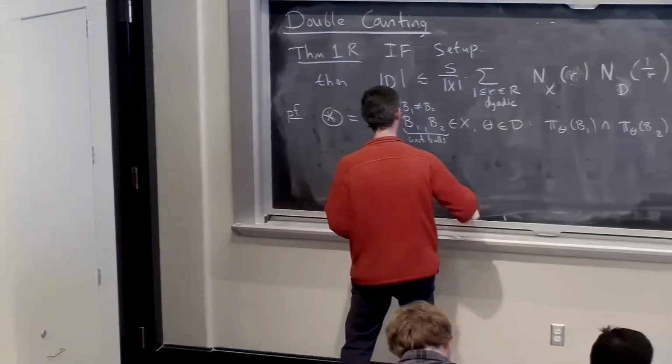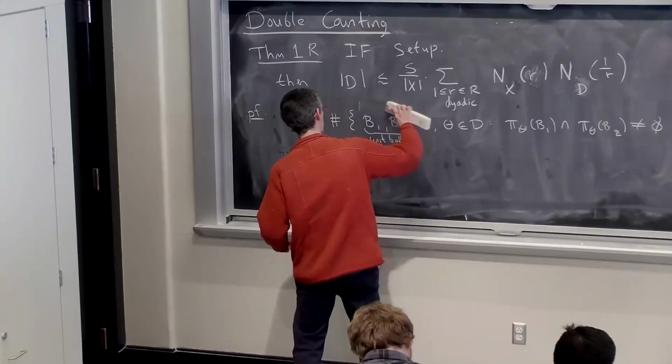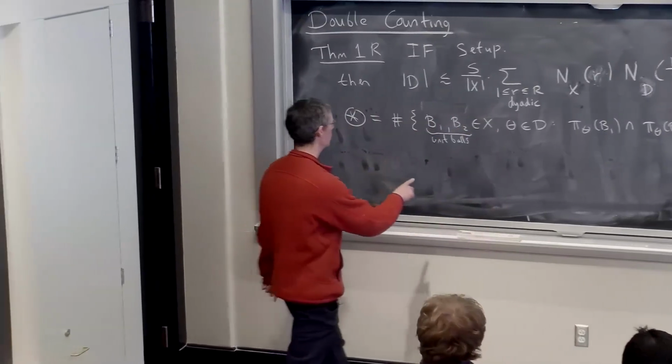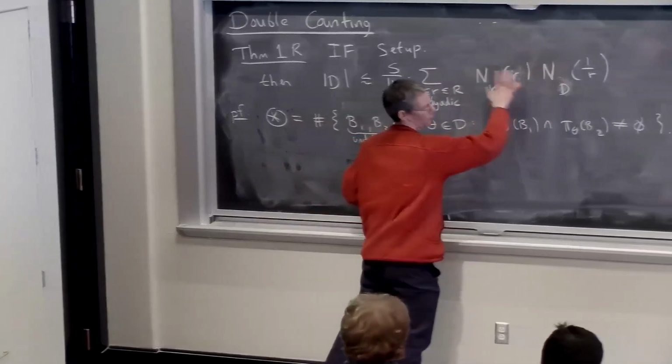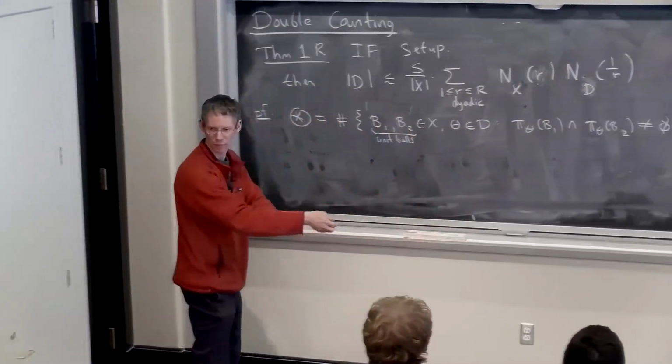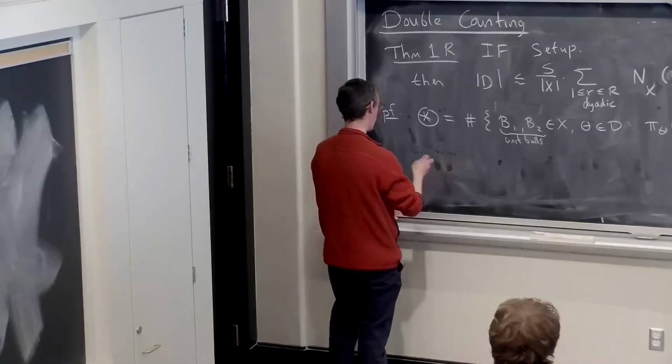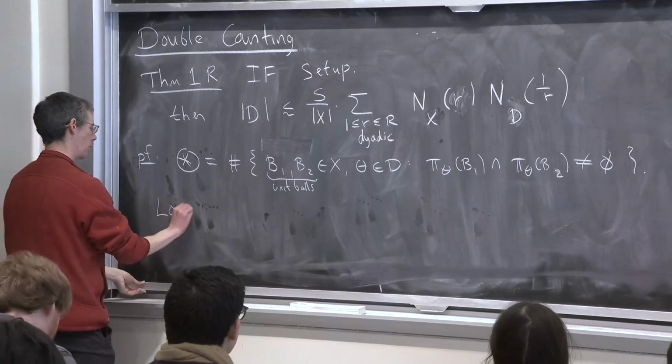Actually, in this setup, I'm going to allow them to be equal to each other. That makes the double counting a little easier, and in a sense, we'll see it's part of what's up here. OK. So there's a lower bound, which is straightforward.